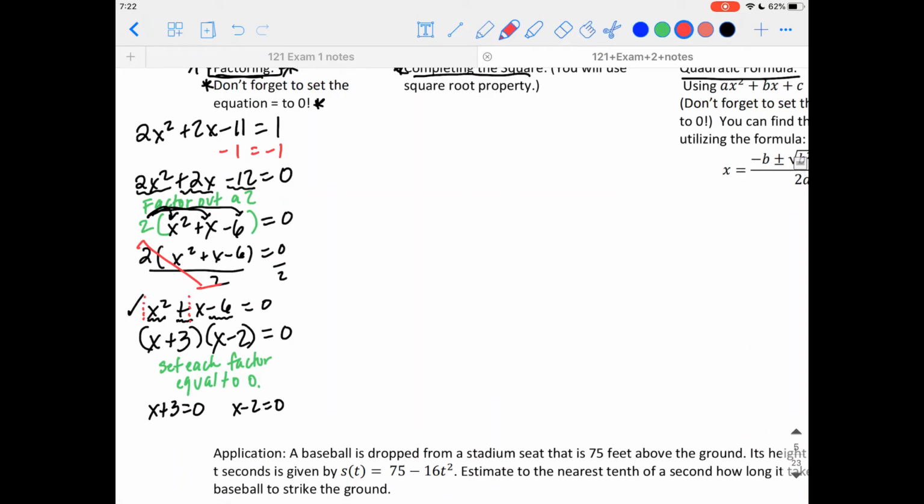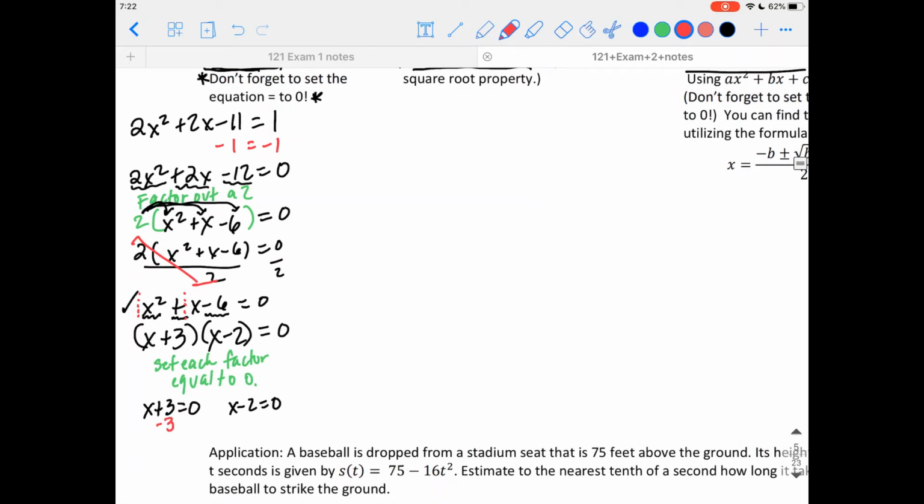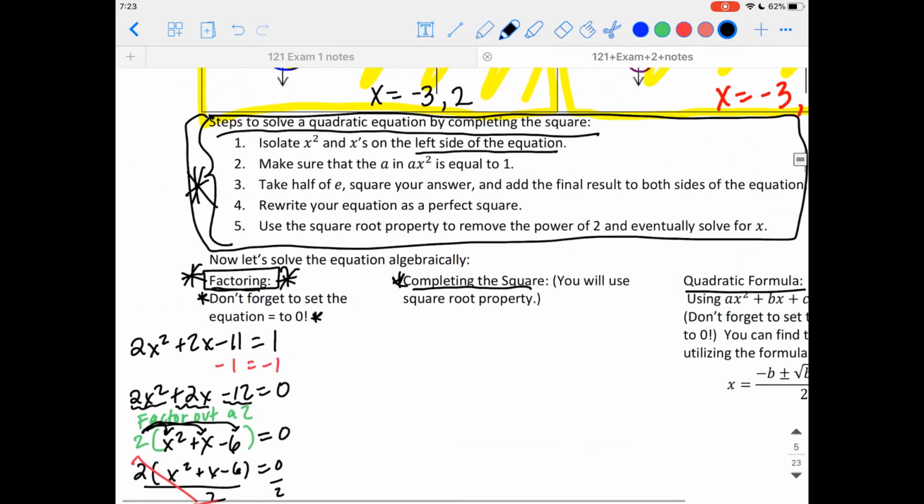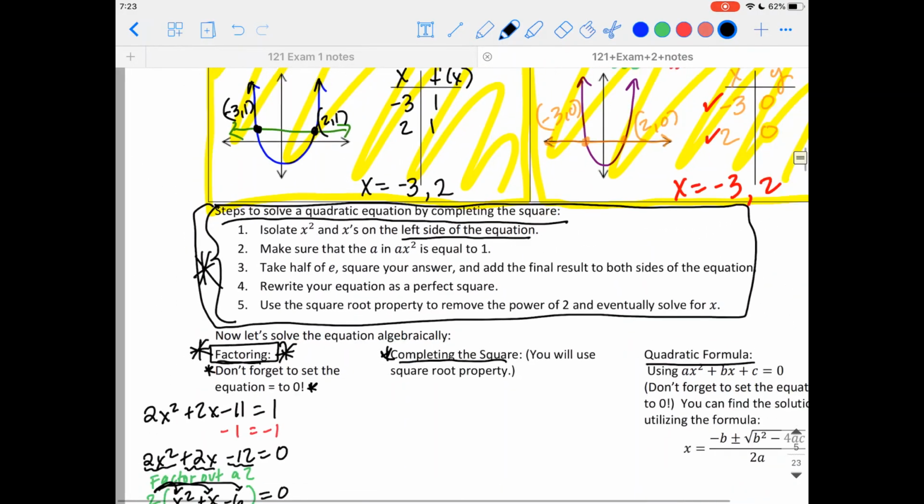I'm going to subtract 3 on both sides for this equation, and I'm going to be left with x is equal to negative 3. And then I'm going to add 2 to both sides of this equation, and I'm going to get x is equal to 2. And yes, definitely deja vu. We are getting negative 3 and 2 as our answers over and over.